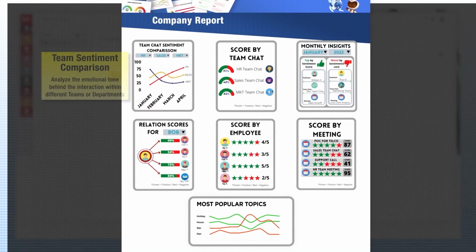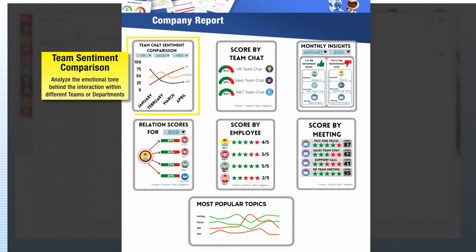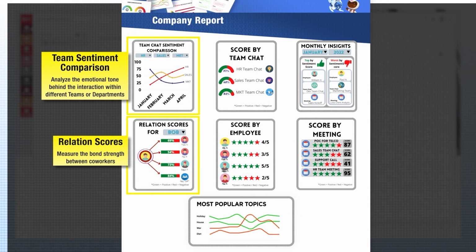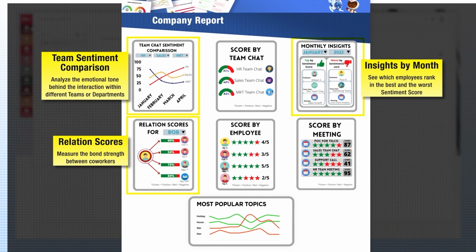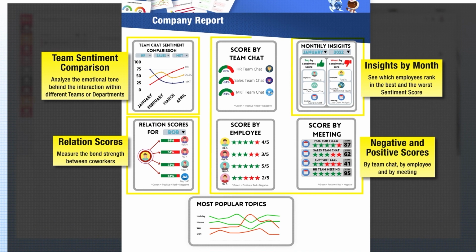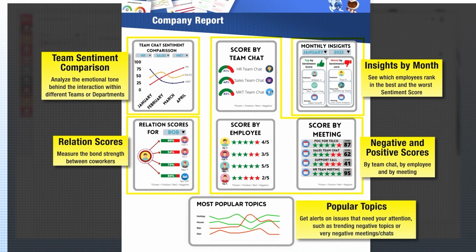Team sentiment comparison: analyze the emotional tone behind the interaction within different teams or departments. Relation scores: measure the bond strength between coworkers. Insights by month: see which employees rank in the best and worst sentiment score. Negative and positive scores: by team chat, by employee, and by meeting. Popular topics: get alerts on issues that need your attention, such as trending negative topics or negative meetings and chats.